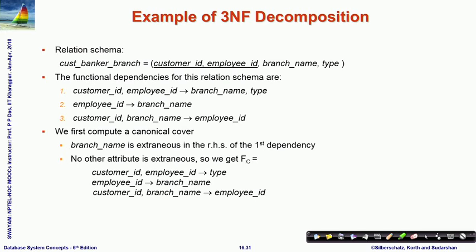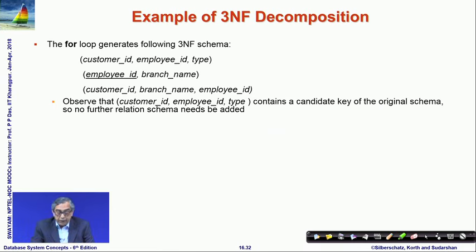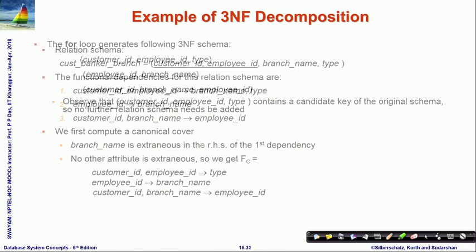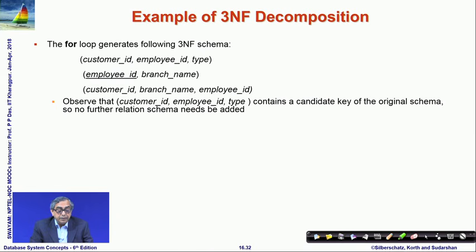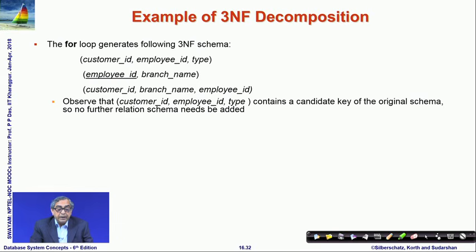So, your canonical cover turns out to be this set of dependencies, and then you go over each one of them. The first one is customer ID, employee ID determines type. For that you generate a schema: customer ID, employee ID and type. Again you take the second functional dependency, employee ID determines branch name. So, you create employee ID and branch name as a different schema, and in this way you will generate 3 decomposed schemas in third normal form.